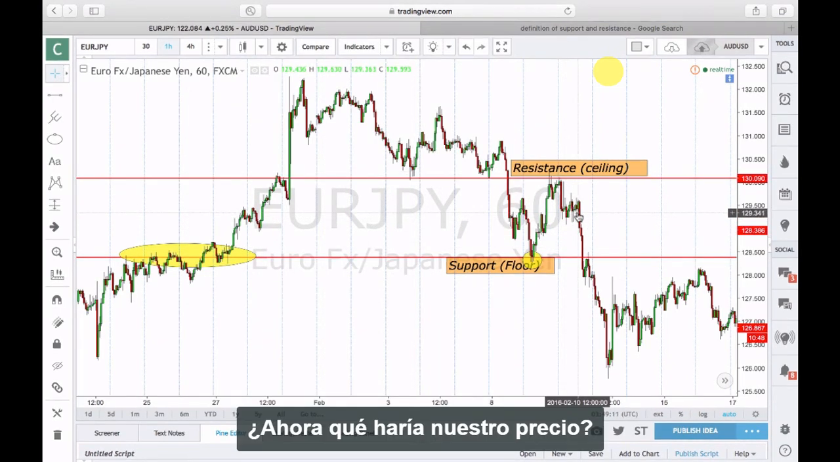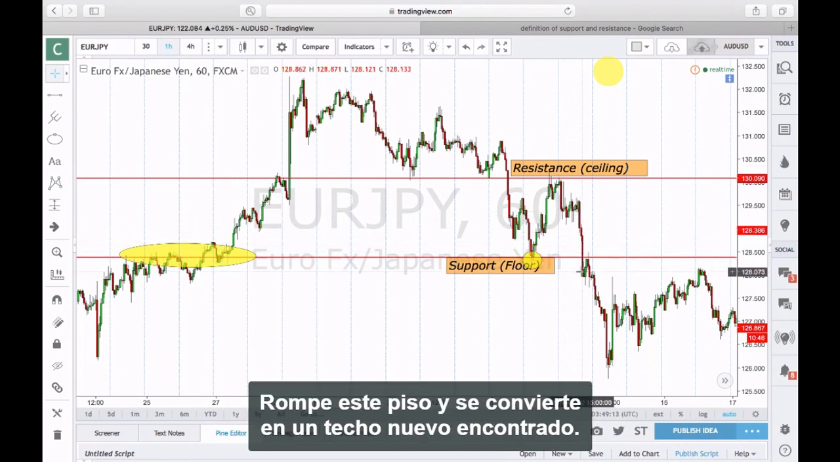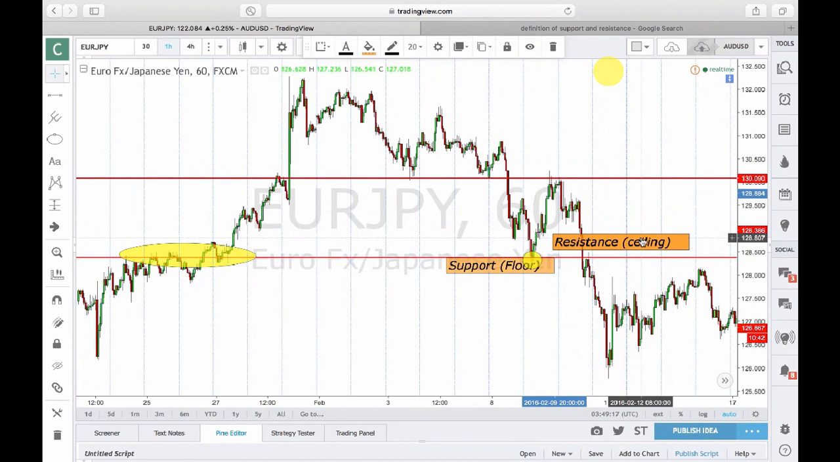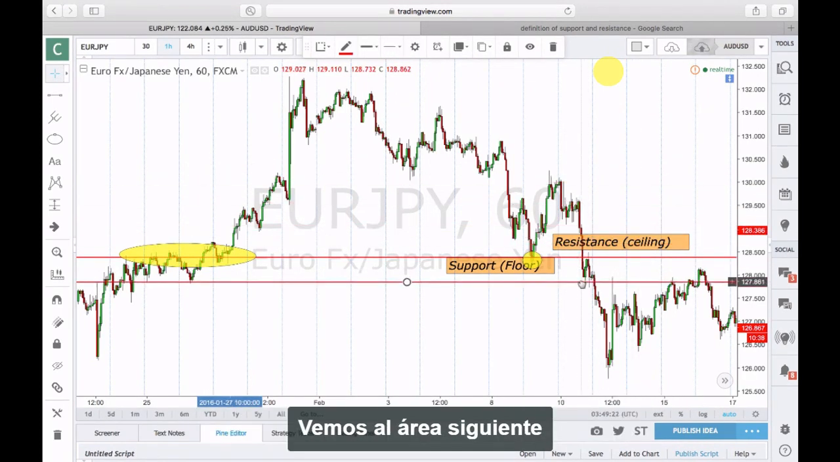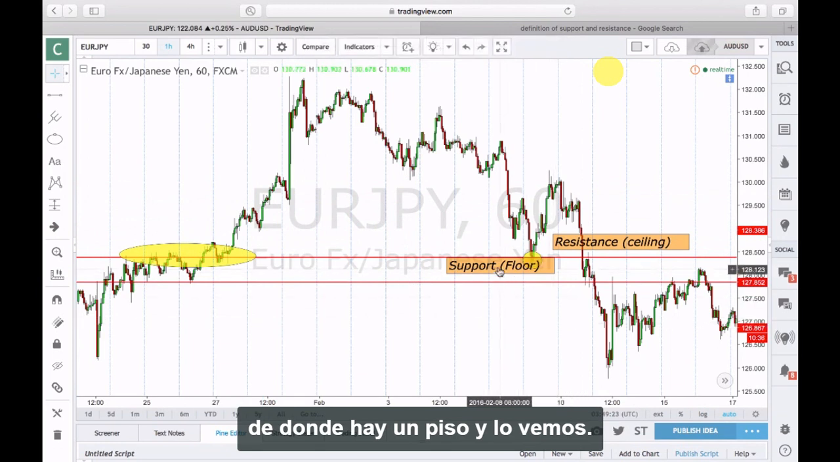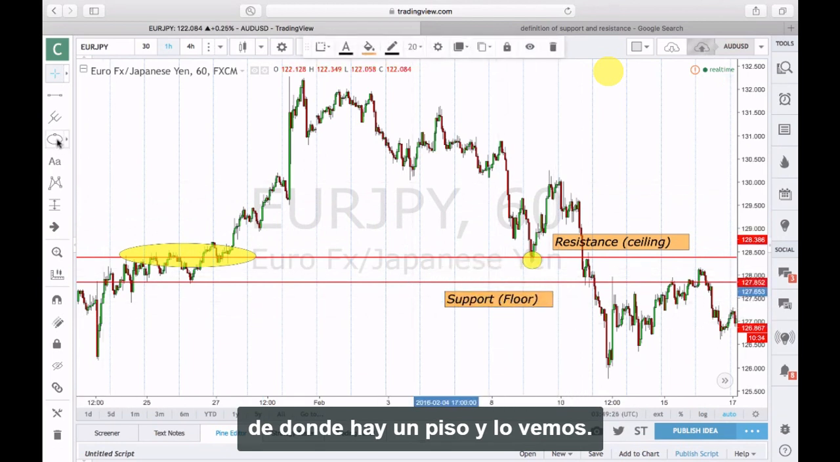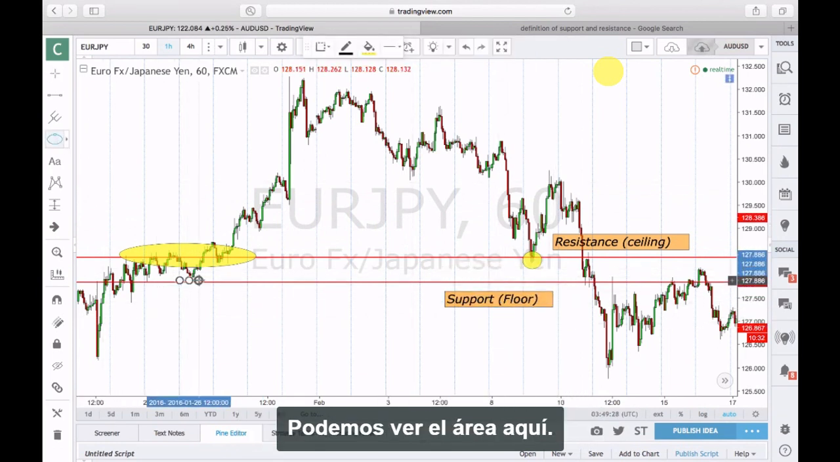Now what did price do? It broke this floor and it became a newfound ceiling. All right, then we adapt to it. We look at the next area of where there is a floor, and we see it. You can see the area here.